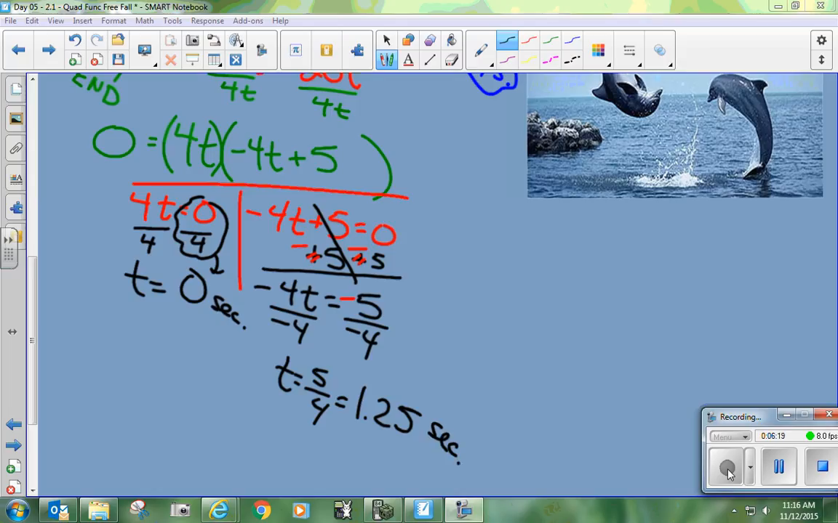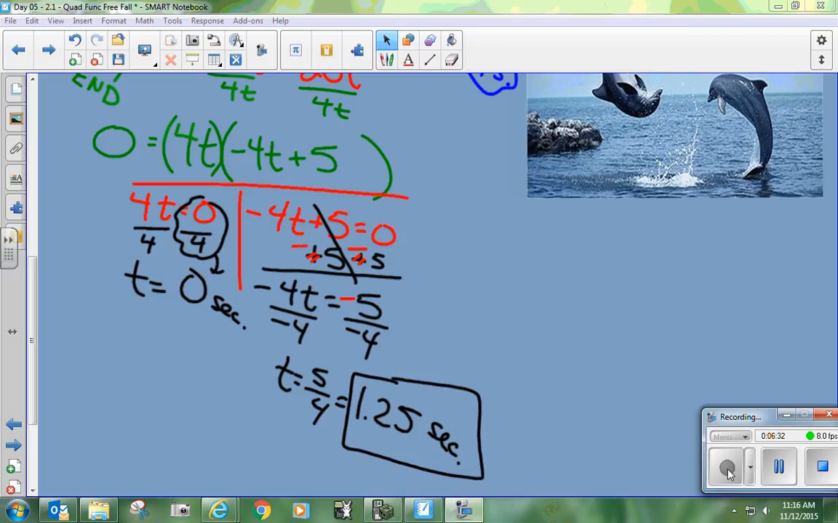How long was the dolphin out of the water? 1.25 seconds. He obviously came out of the water. It wasn't 0 seconds. So this is how long he was out of the water. But here's the question. What does a 0 mean?